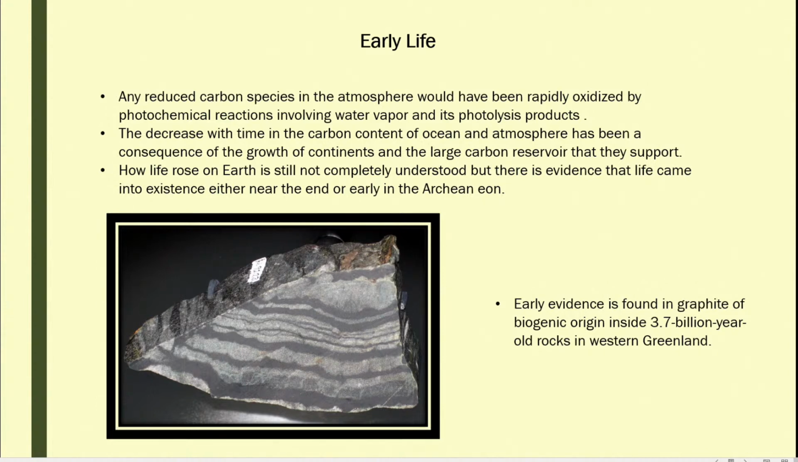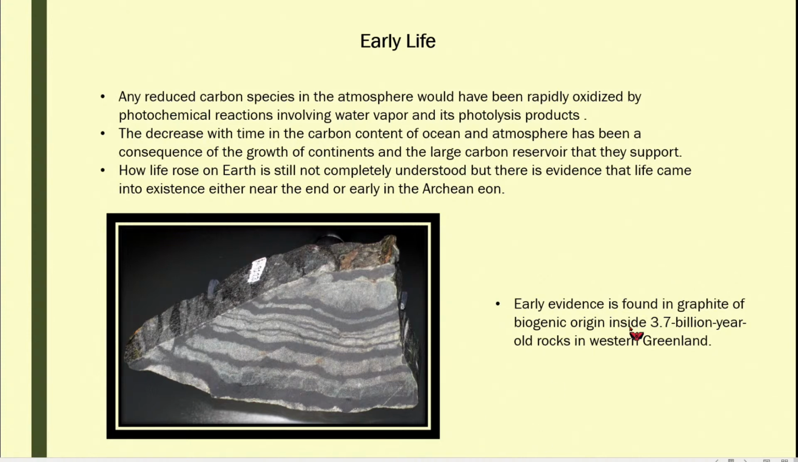Early life. Any reduced carbon species in the atmosphere would have been rapidly oxidized by photochemical reactions involving water vapor and its photolysis products. The decrease with time in the carbon content of ocean and atmosphere has been a consequence of the growth of continents and the large carbon reservoir that they support. How life arose on Earth is still not completely understood, but there is evidence that life came into existence either near the end or early in the Archean Eon.